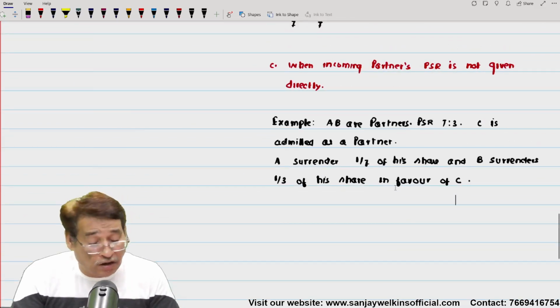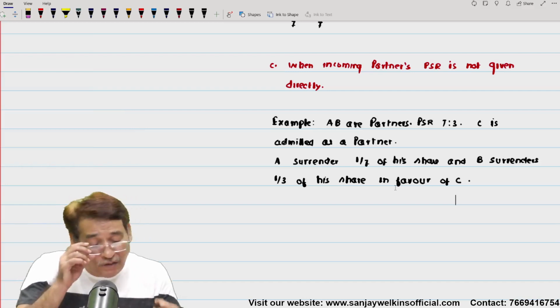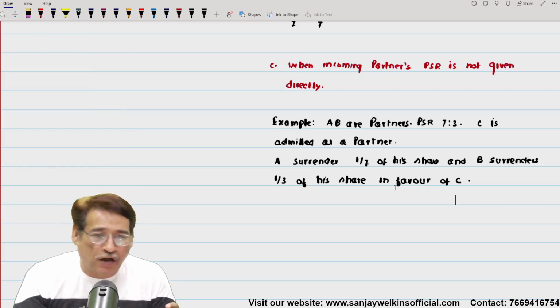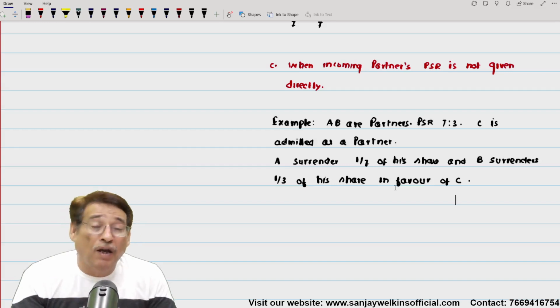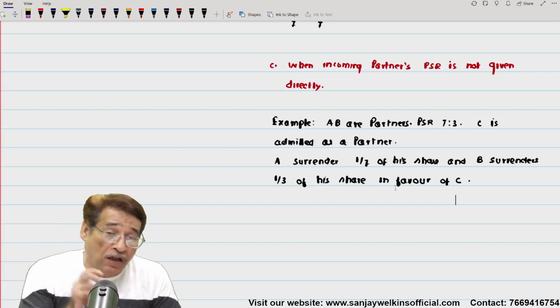They think actually this is the second situation. No. Even in this case, and even in the last case, of course, old partners' and new partners' profit sharing ratios were given. First of all, in the last case, the new partner's profit sharing ratio was given, and also it was given how much he is taking from A and how much he is taking from B.